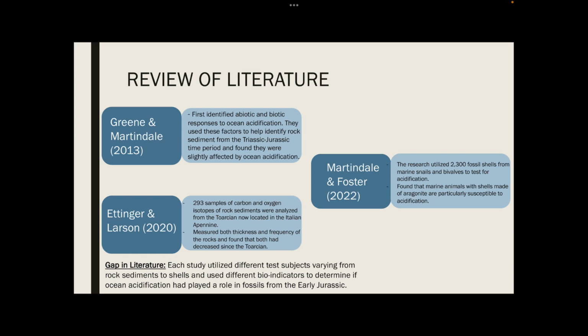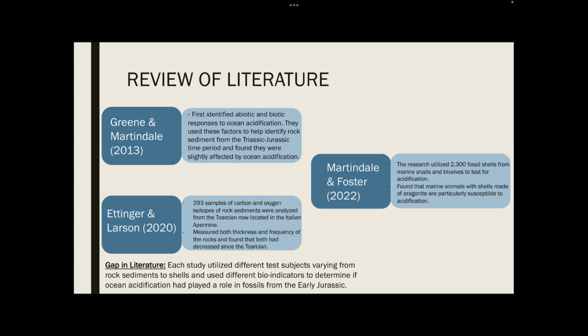they were analyzed from the Tertian period, now located in the Italian Apennine. They measured both the thickness and frequency of the rocks and found that both had decreased since Tertian. Thickness and frequency are both growth characteristics that can be measured from these fossils. Martindale and Foster in 2022 utilized 2,300 fossil shells from marine snails and bivalves to test for acidification. They found that marine animals with shells made of aragonite are particularly susceptible to acidification.